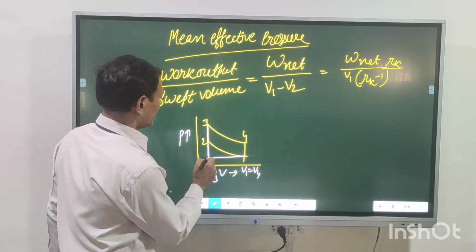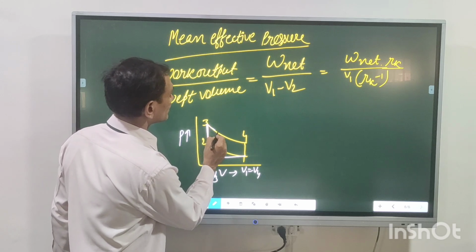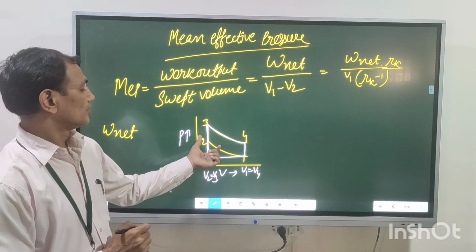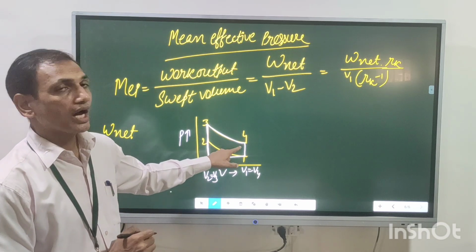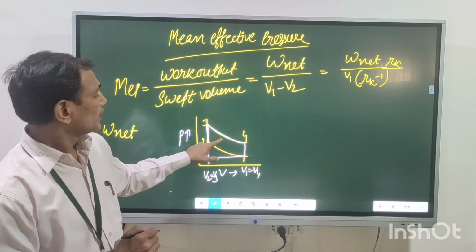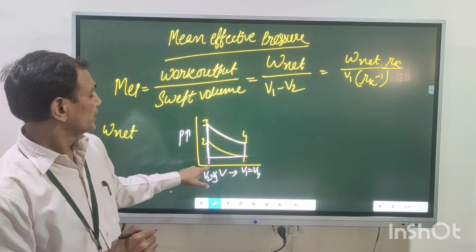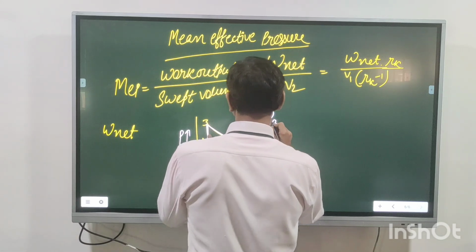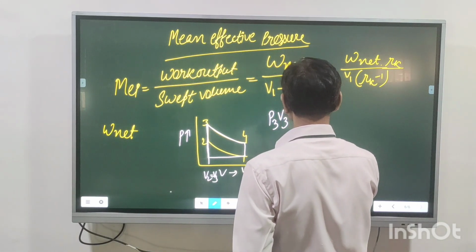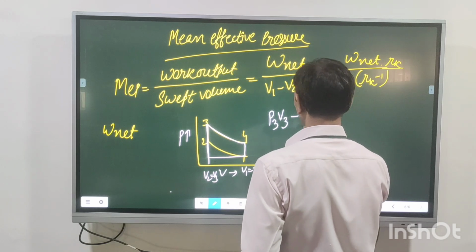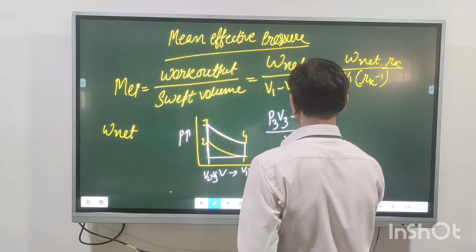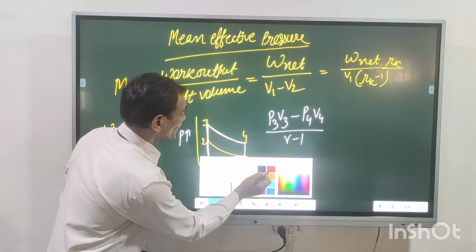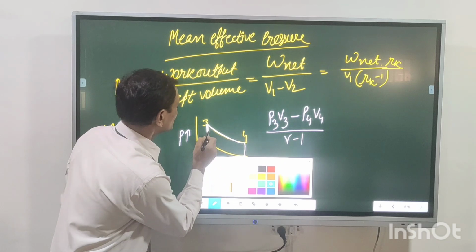Okay. At first I have to find this area, and this is the isentropic process. So the area of this is equal to how much? For the isentropic process, it is P3 V3 minus P4 V4 by gamma minus 1. And we have to find only this area.